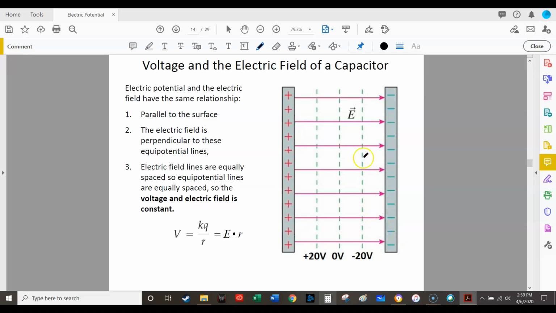But again, notice this symmetry between electric field and voltage. If the electric field lines are equally spaced, the voltage lines will be equally spaced.